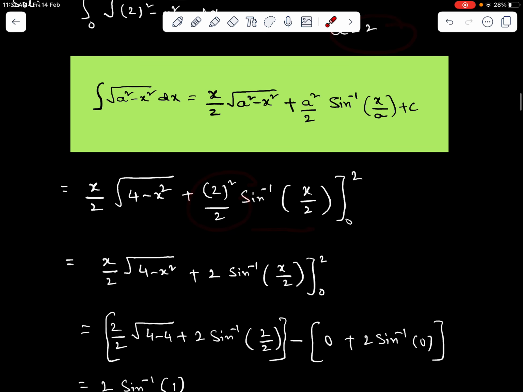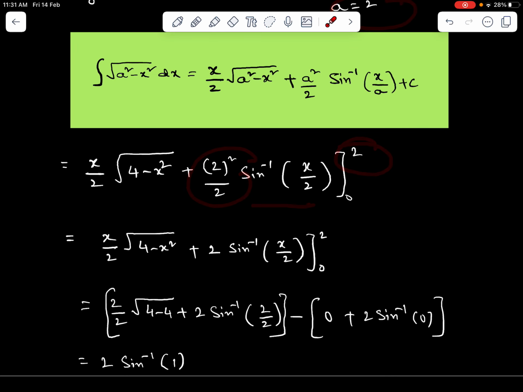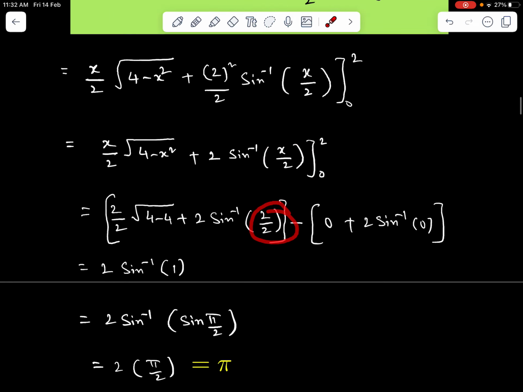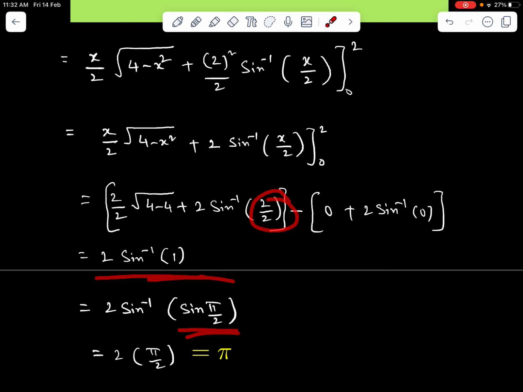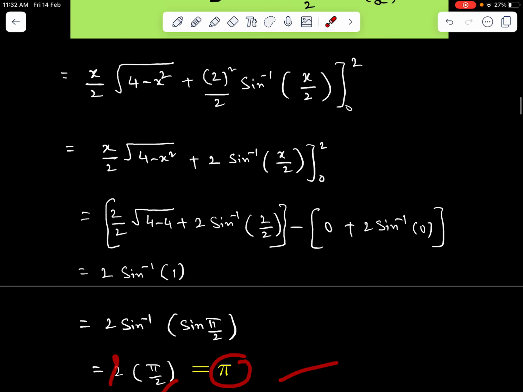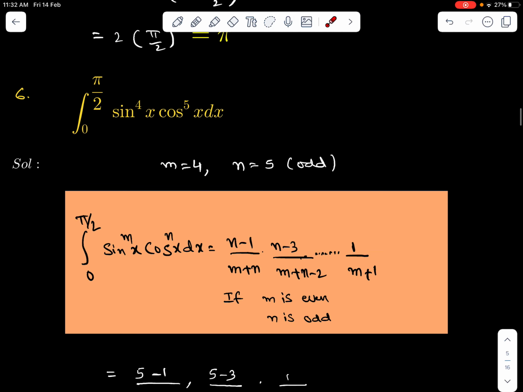Okay. Then the upper value, upper interval: x by 2 root over (4 minus 4), the value is 0, plus 2 sin inverse (x by 2), 2 by 2. Sin inverse of 2 by 2 means sin inverse 1. You can write the value of sin inverse 1 is equal to sin inverse sin pi by 2. Therefore, the answer is pi. Okay. Next, sum number 6.